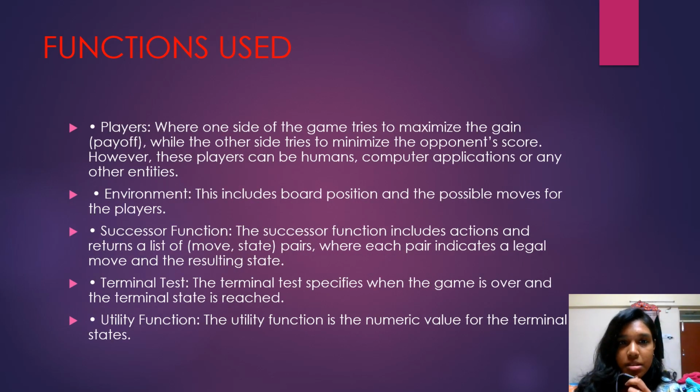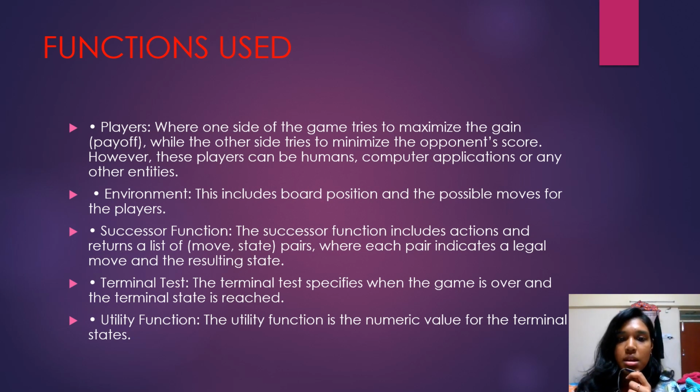Then next is the functions used. There are five different functions used: players, environment, successor function, terminal test, utility function. Then the players: when one side of the game tries to maximize the gain while the other side of the game tries to minimize the opponent's score. These players can be humans, computer applications, or any other entities. Environment: this includes the board position and the possible moves for the players.